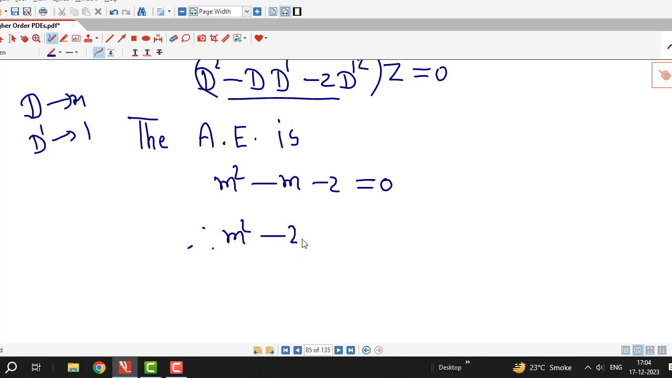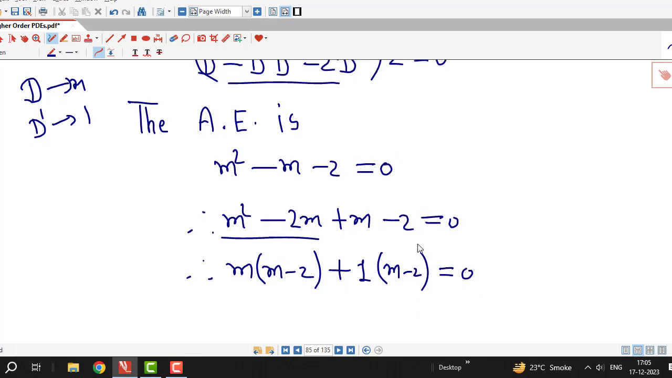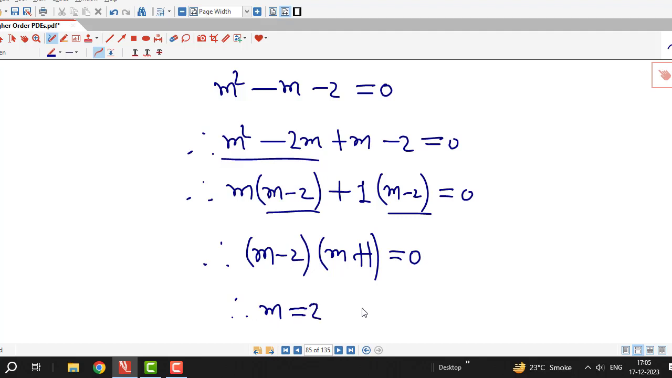We replace this minus m by minus 2m plus m, and we try to factorize. Here we can take m common, so we have m minus 2. This we can rewrite as 1 into bracket m minus 2 equal to 0. Again we take m minus 2 common, and we have (m minus 2) times (m plus 1) equal to 0. This gives me two different values of m, 2 and minus 1.